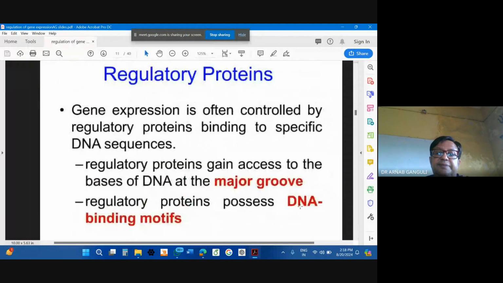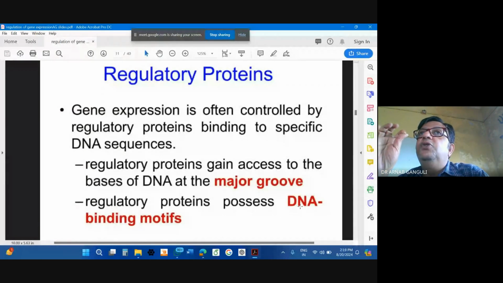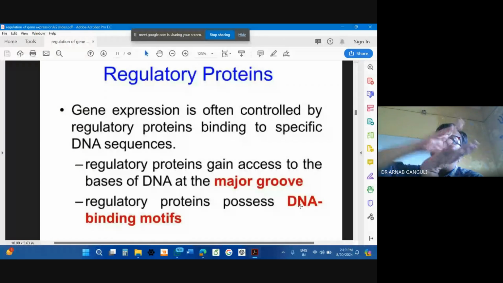Next slide. Regulatory proteins. So gene expression is often controlled by regulatory proteins binding to specific DNA sequences. The regulatory proteins gain access to the bases of DNA at the major groove. So you know what major groove, minor groove is? DNA helix. One side is much larger and one side is smaller. Larger side is major groove. So say for example, heat shock transcription factor binds to heat stress elements when there is heat stress in the organism.